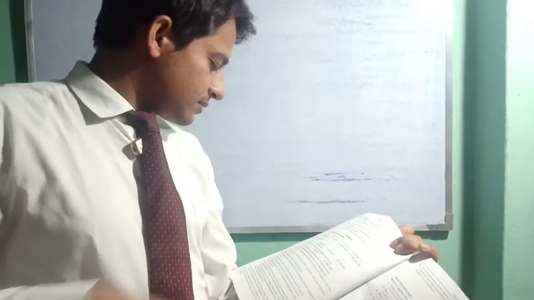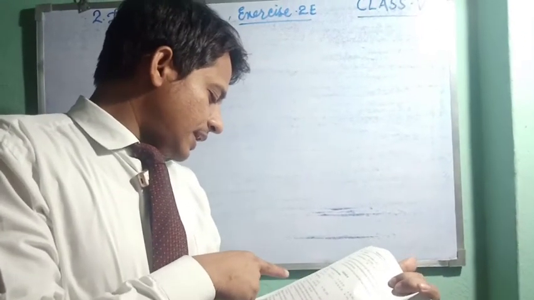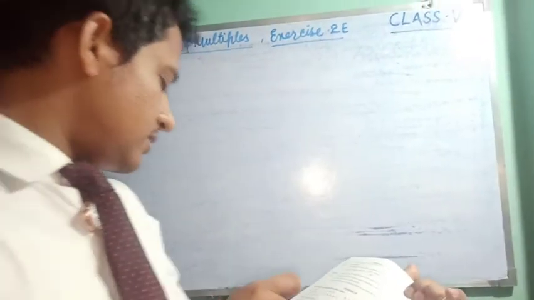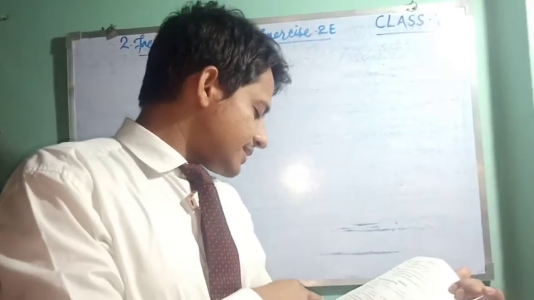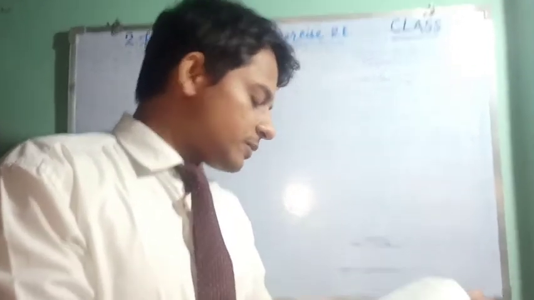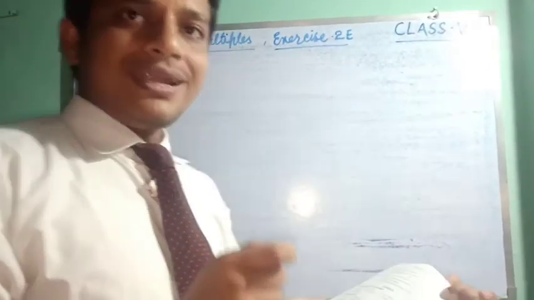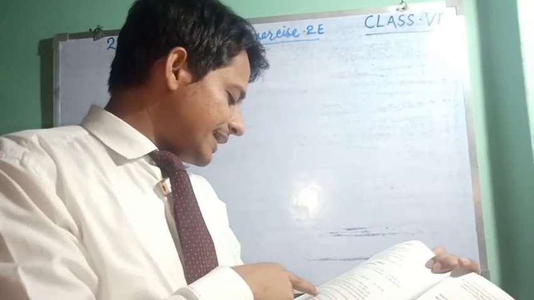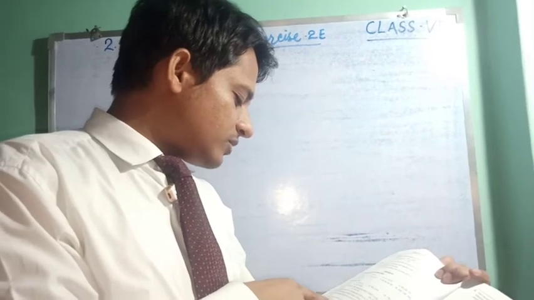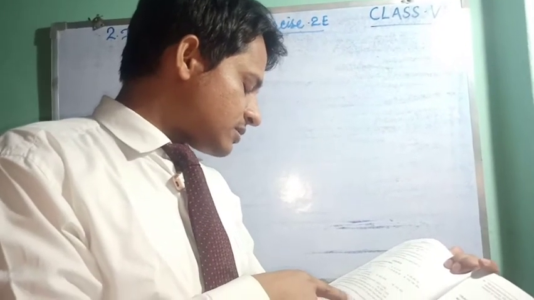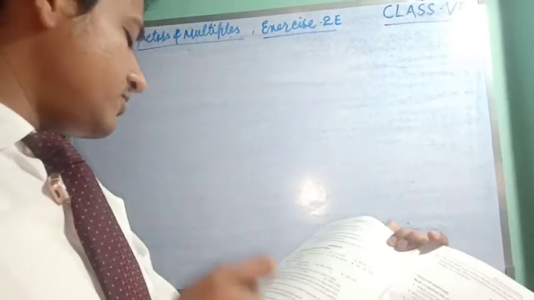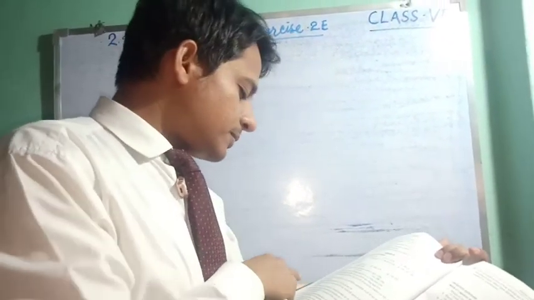Now see friends, questions number 18, 19, 20 are similar to question number 17. Now question number 21 says find the least number divisible by. Least number means LCM, lowest common multiple. We have to find the LCM of 15, 20, 24, 32, 60 and 36. In question number 21 we have to find the LCM. Now question number 22.